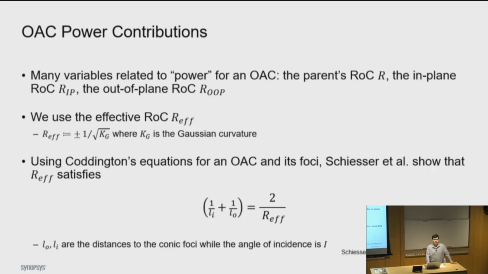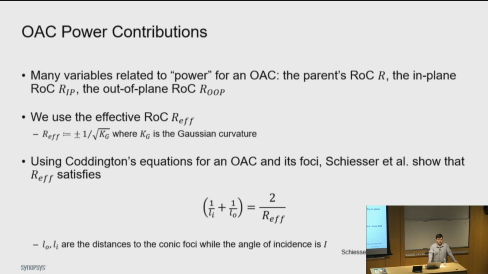The last thing to talk about in terms of specifying the off-axis conic is how we talk about its power. There are a lot of variables that might be related to something like power for an off-axis conic. You could talk about the parent's radius of curvature R. Might not be that related to the power of the off-axis segment, but it is a term that you could think is related to power. You could also look at the in-plane or out-of-plane radii of curvature at the segment. Again, these are things that are somewhat related to the power of the conic and could be used. But we're not going to use them.